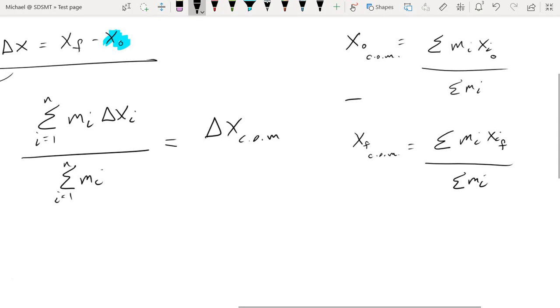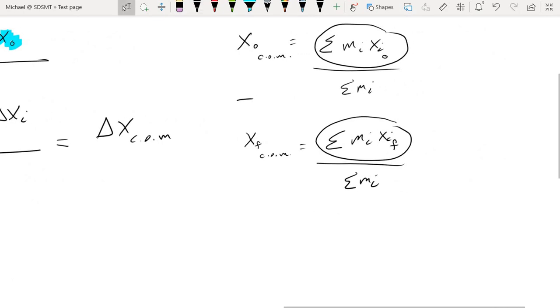Well, taking the difference in these two terms means taking the difference in the numerators. The denominators for each of these terms is the same. They're the total masses of the system. And if we were to write this out as mass 1, x1 initial, mass 2, x2 initial, so on and so forth, the only terms that can be combined between the two summations are going to be the terms that have the same masses.